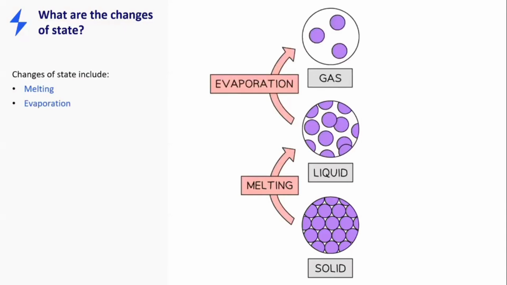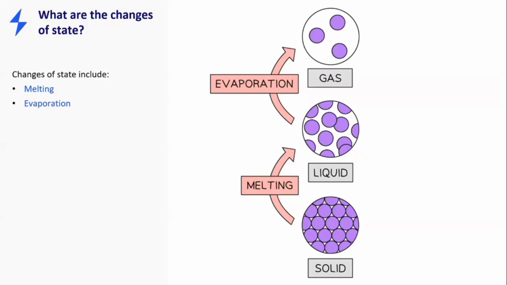Some diagrams will show a liquid to a gas as boiling. Although you can give boiling or evaporation as an answer if you are asked for this change of state, it is important to know the difference. During evaporation, only the particles at the surface turn into a gas, and it does not occur at a fixed temperature. Boiling occurs when all of the molecules throughout the liquid turn into a gas, and does occur at a fixed temperature, the boiling point.